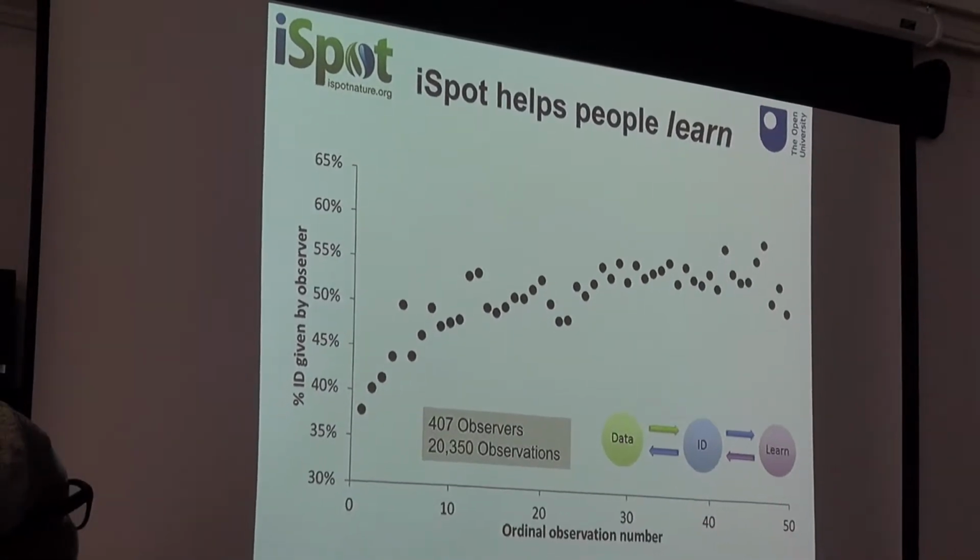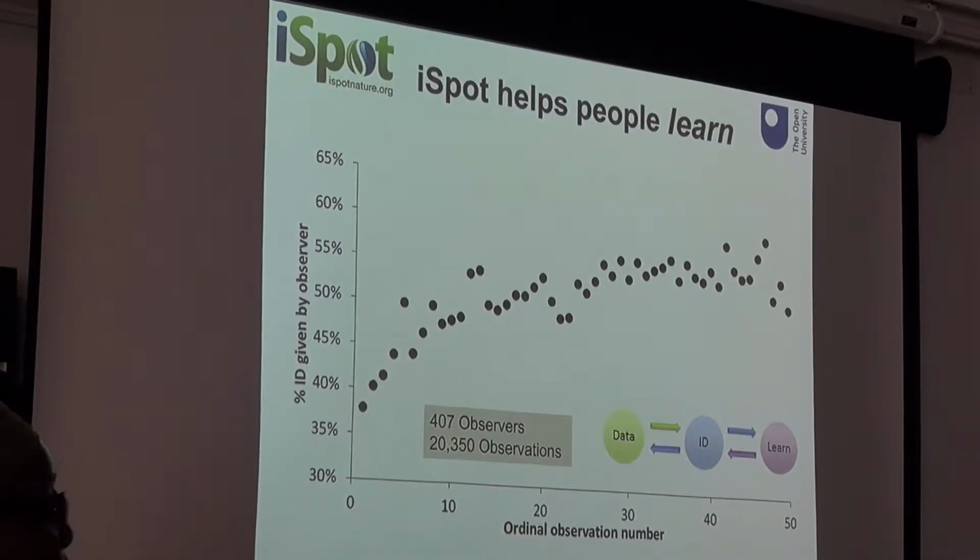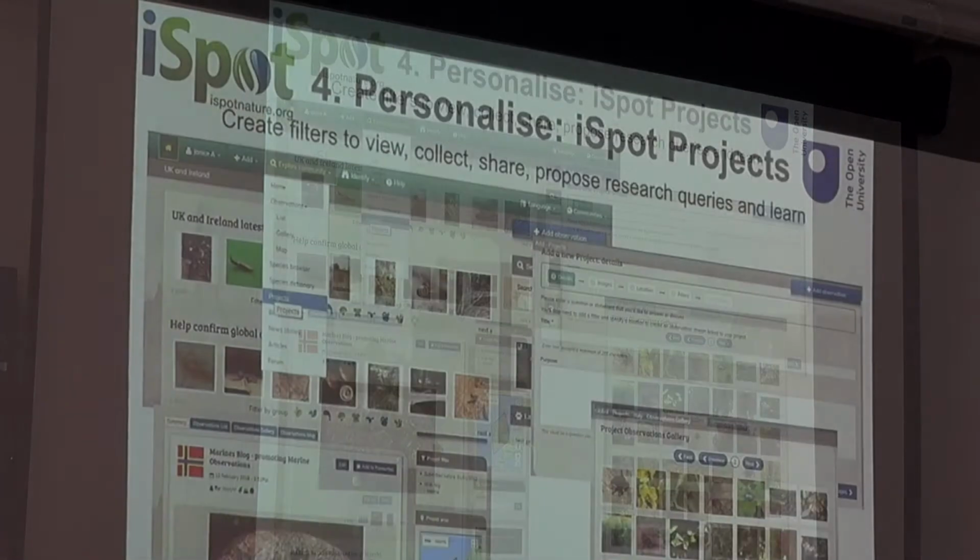So, just a demonstrative model showing how we know that iSpot is helping people learn. We took a snapshot of just over 400 observers on iSpot with just over 20,000 observations. And what we found is that by the time they got to their 50th observation, they were able to self-identify. So we thought that demonstrated that learning process happening in that way.